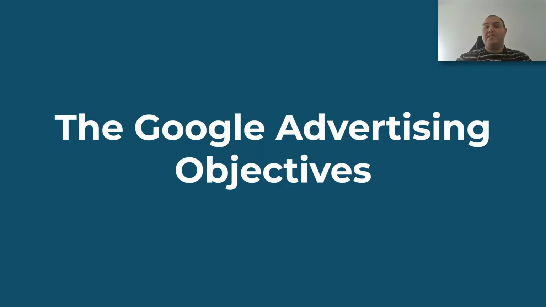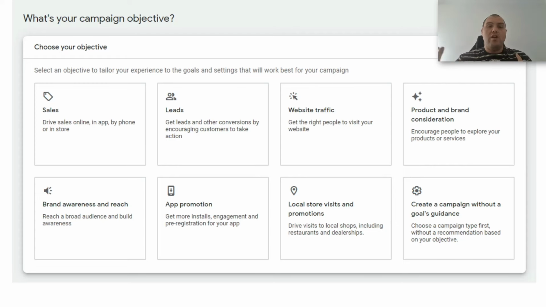The Google advertising objectives. So what are your campaign objectives? Are you wanting more sales? So do you have an e-commerce website and you want to drive sales in an app, phone, or in store? Do you want leads? Do you just want traffic? Do you just want people to visit your website? Do you have product or brand consideration you wish to enhance? Do you want more brand awareness or reach? Do you have an app you're promoting? Are you wanting more local store visits or promotions?